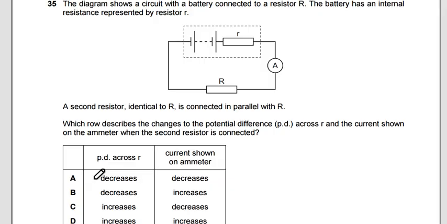Adding a resistor in parallel will decrease the R total, and such a decrease will cause the current in the circuit to increase, and when current in the circuit increases, the potential difference across the R small, which is IR small, will increase.